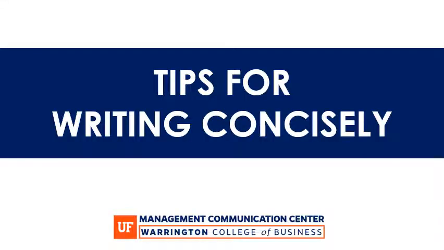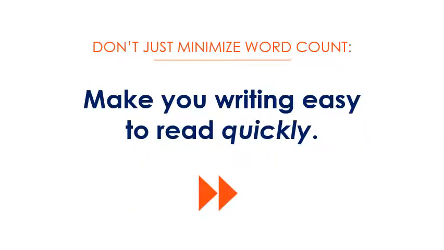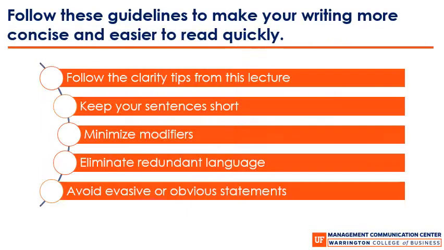Okay, enough about clarity. Now let's move on to tips for writing concisely. My most important tip is this: don't obsess over word count. Instead, focus on making your writing easy to read quickly. That is the real secret of concision. How do we do this? How do we make our writing feel shorter? How do we make it easy to read quickly? That's a good question. Fortunately, we've got some easy to follow tips to help us achieve this goal.